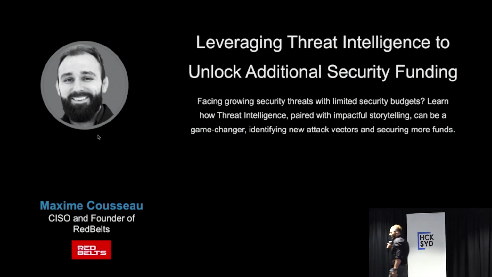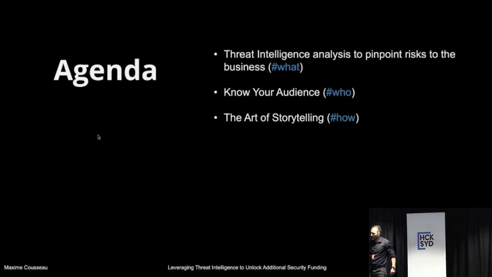All right, so the agenda. I'll be talking about three things: the what, the who, and the how. Literally, I'll be using threat intelligence to come up with a message, to have something to say. Then I'm going to identify who I want to communicate the message to, and then I'm going to define my strategy for communication, and I'll be using storytelling for that. So three main parts: the what, who, and how.